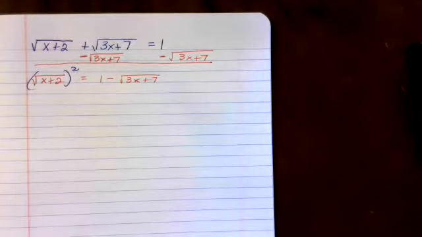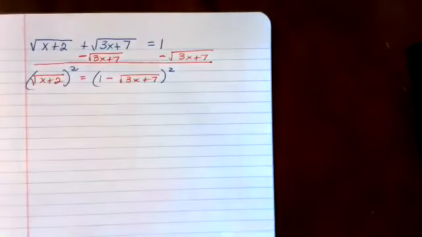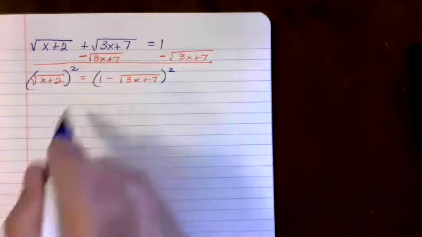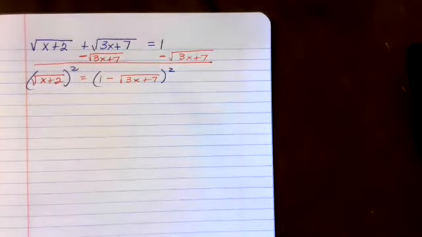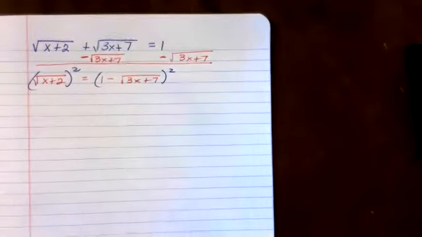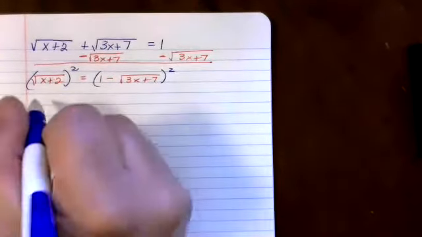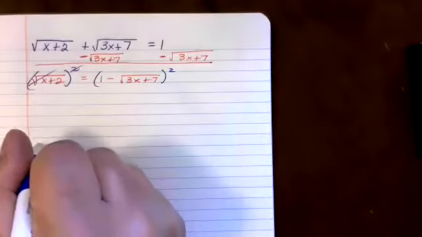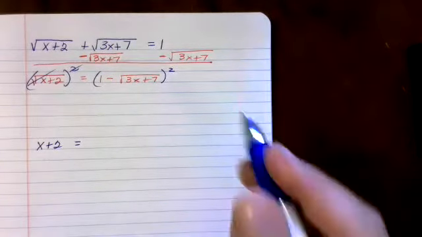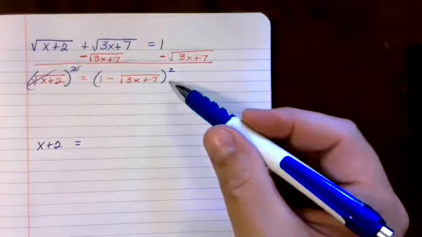But then if I square one side of the equation, I have to do the same to the other. So I have to square that entire side of the equation. I'm going to leave myself some room to explain, because this is a binomial squared. I could skip a step, but I don't want to do that with you just yet. But right here, these cancel out. So I'm going to have x plus 2 is equal to, and this is a binomial squared.